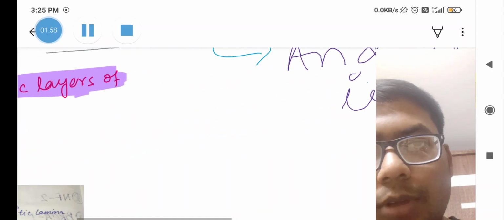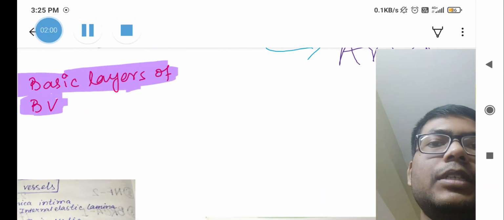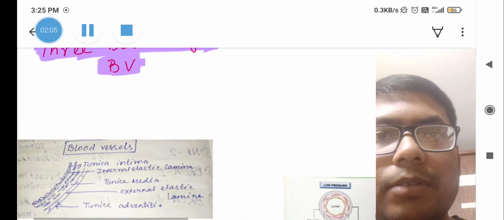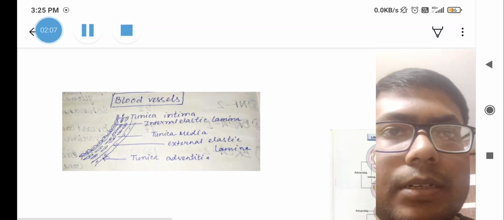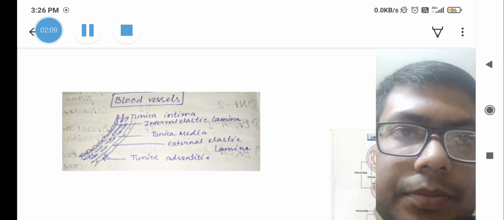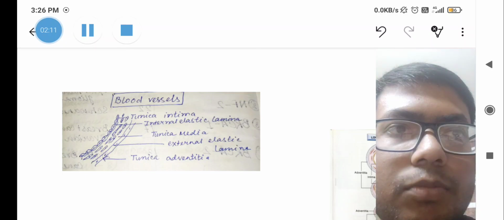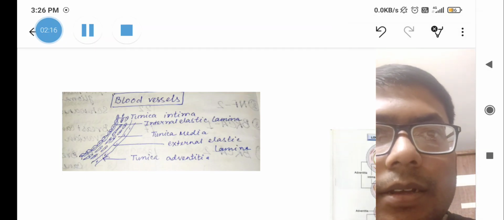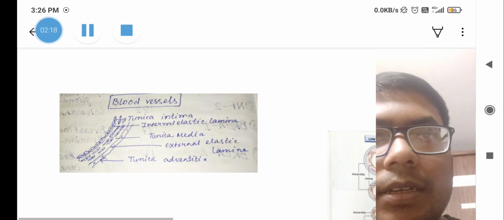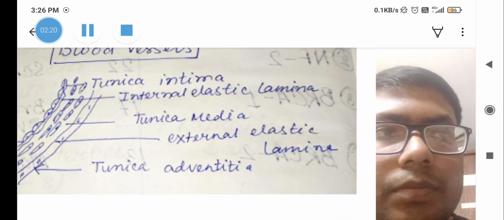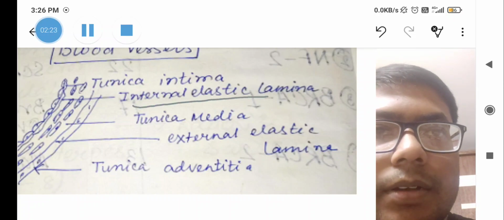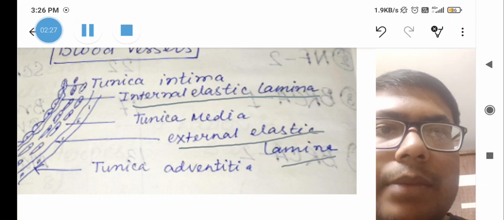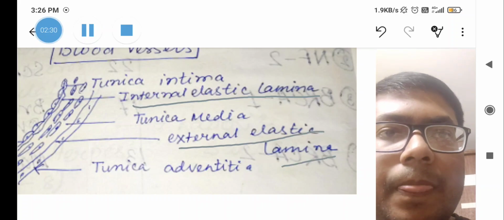And another part is also present, that is called the capillaries, which contain pericytes, and there are more fenestrations present in the capillaries. And there is also another part present in the blood vessels, that is the internal elastic lamina, and another is the external elastic lamina. It is also present here.